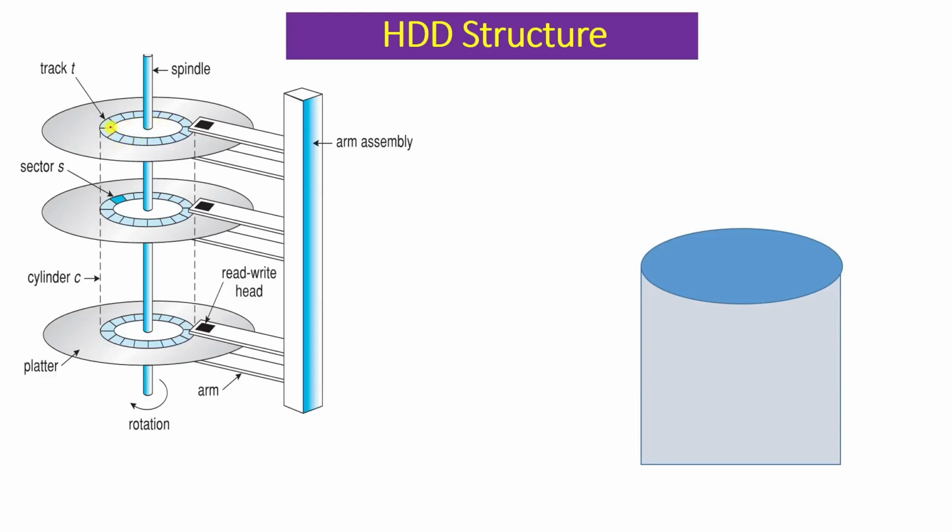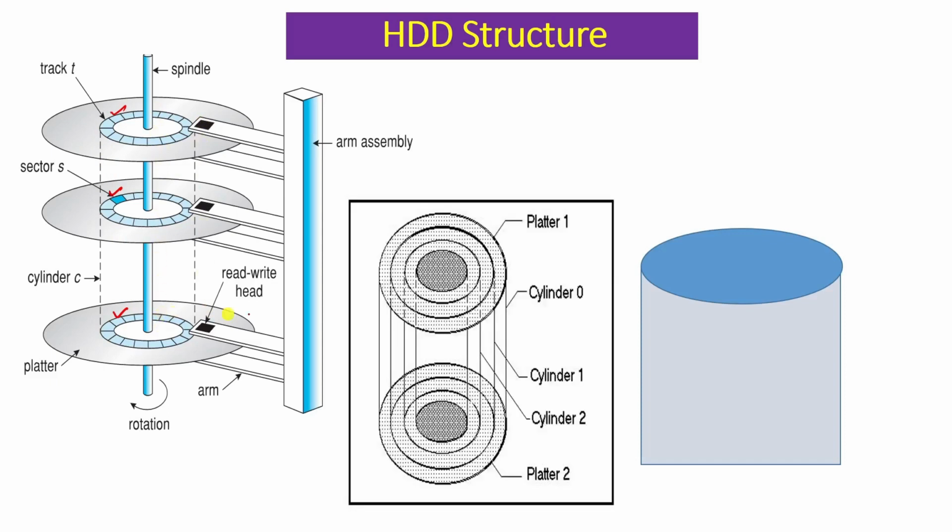If you collectively take the tracks on each of the platters, say this is track number X, this is the X track of the next platter, and this is the X track of the next platter, and you draw these lines, then this collection of tracks is called a cylinder.